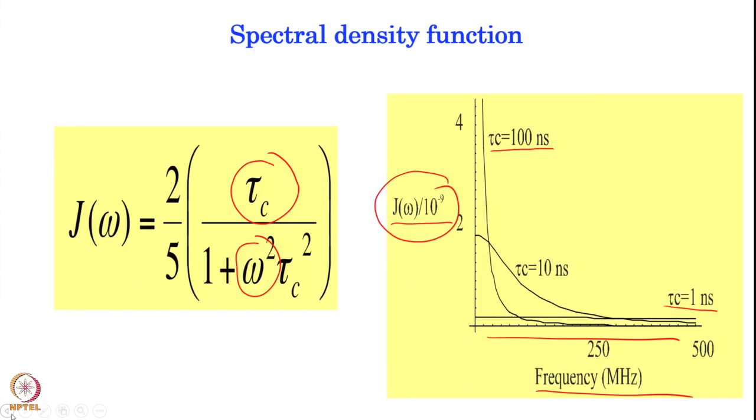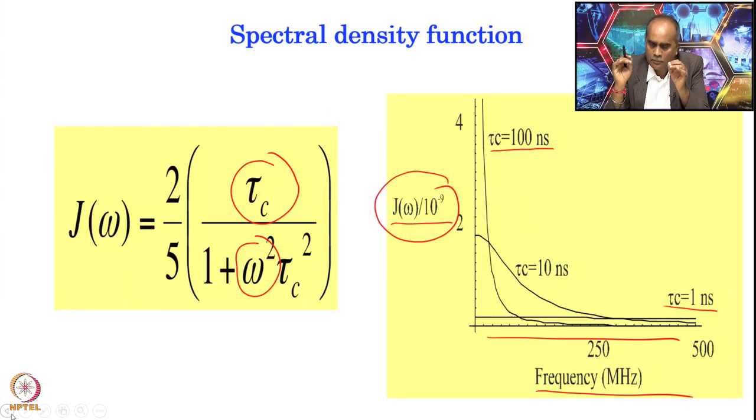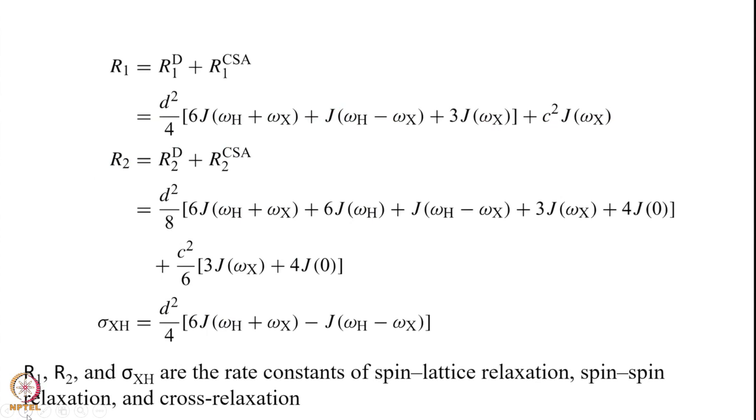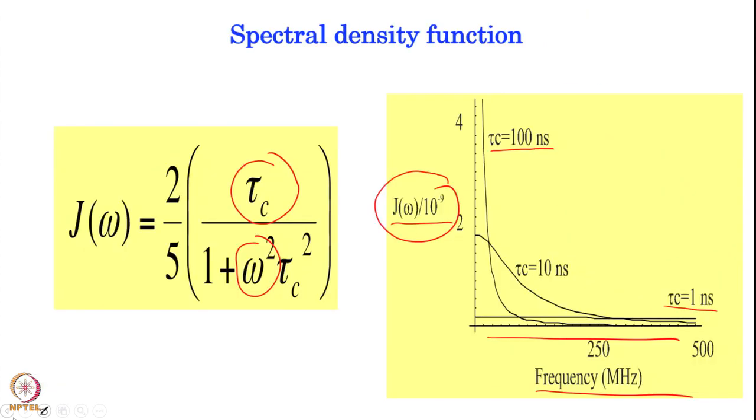So let me explain again. A small molecule, a small protein, a small peptide, all tumble very fast. A bigger molecule tumbles slowly. So if the molecule is tumbling rapidly, that means it can sample a wide range of frequency. In this correlation function, the molecule with a shorter correlation time can essentially sample all frequency, right?